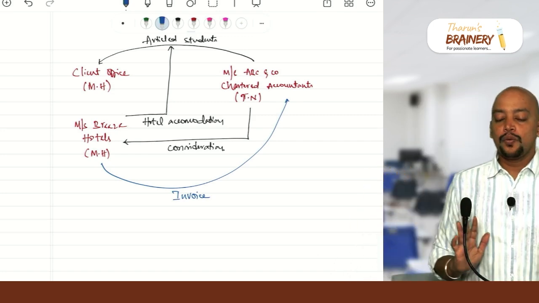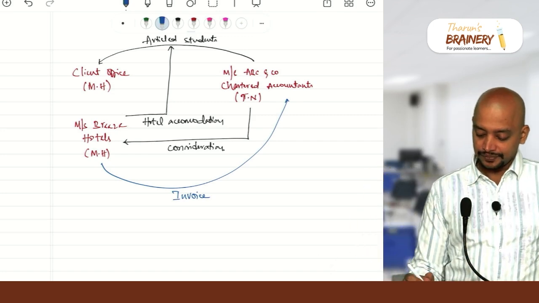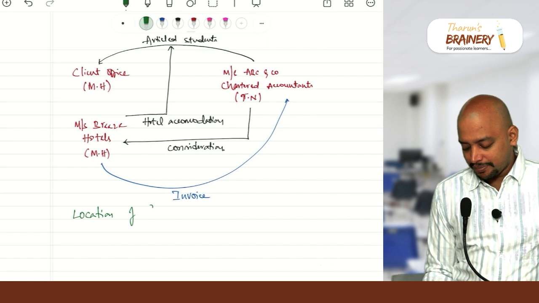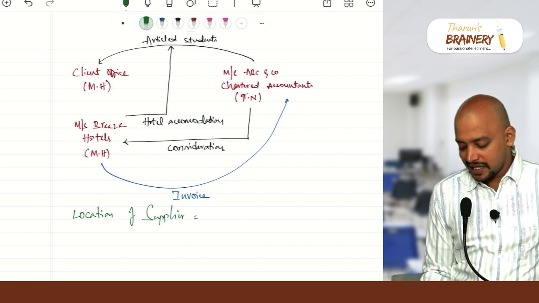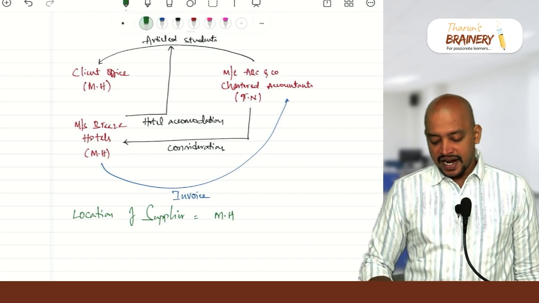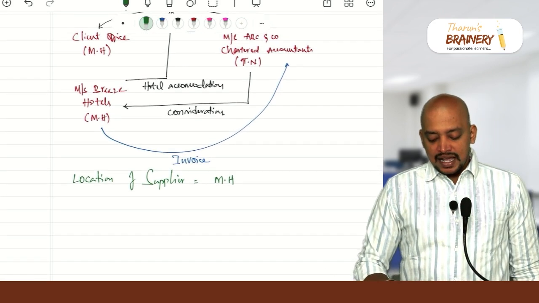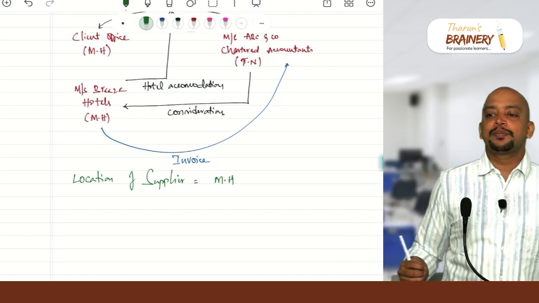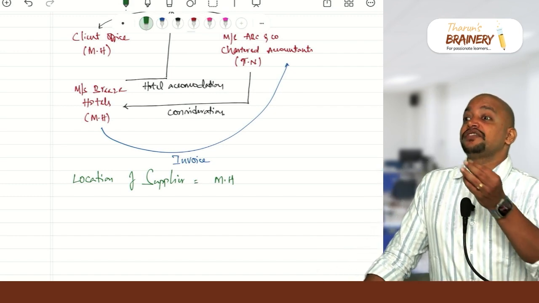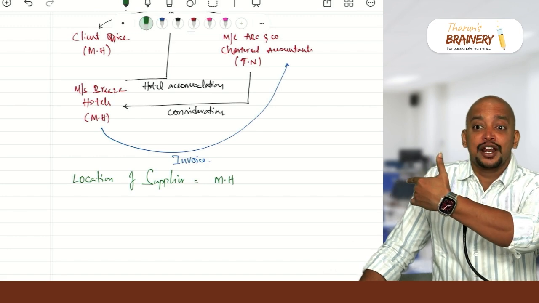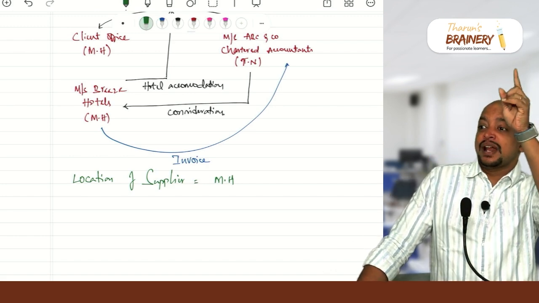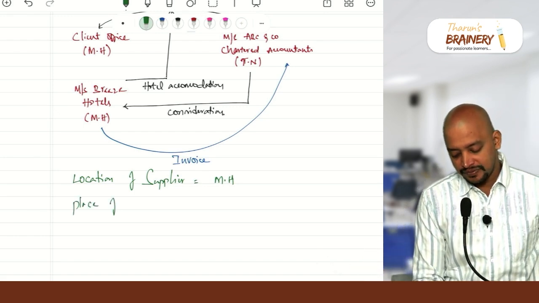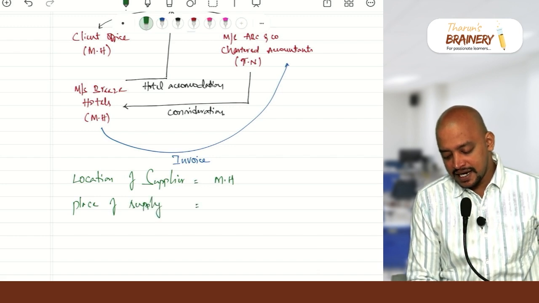Now in this case, what will be the location of supplier? The location of supplier here is Maharashtra. And what will be the place of supply? As this is a service in relation to immovable property, the place of supply will be the location of that immovable property. Is it a service in relation to immovable property? Yes. So the place of supply is Maharashtra.